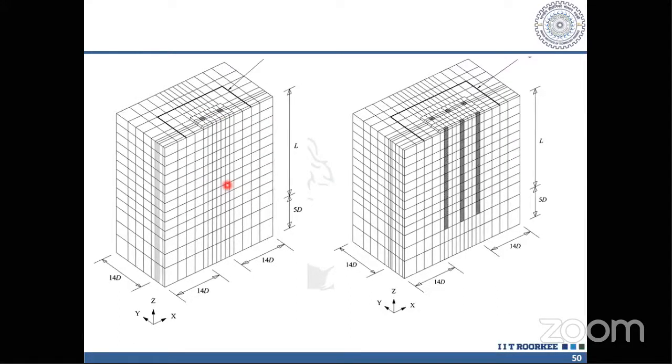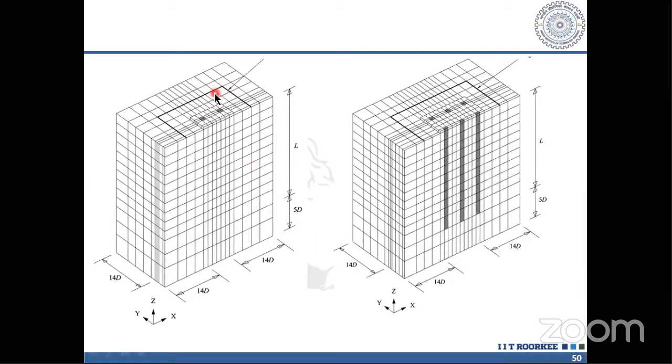Now, in this case, 2x2 and 3x3, we have used symmetry to reduce the size of the matrix. Because it was symmetrical about its center line, we have taken the central cut. Of course, we have to apply proper symmetric conditions. It is assumed that this particular vertical plane, the plane of symmetry, will always remain vertical. It won't deform in the perpendicular direction, that is the y direction. So this central vertical plane in the xz direction has no deformation in the y direction. That is the boundary condition for symmetry.